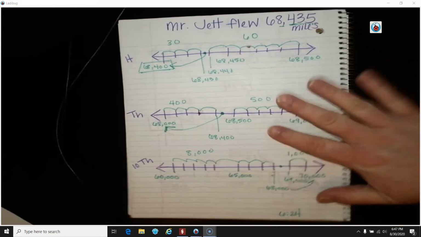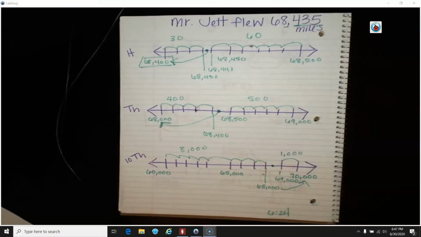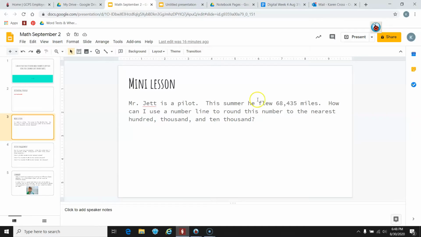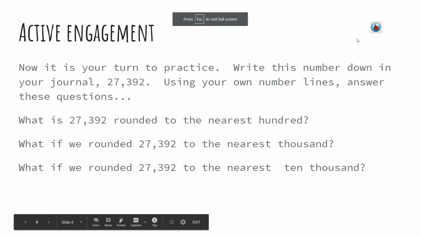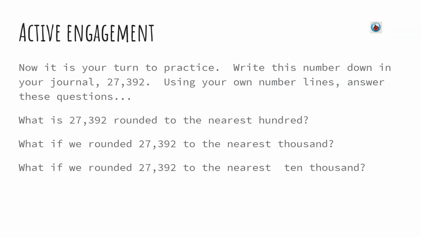Okay, so you can use this as a reference as you do your practice problems today, and your teacher will be available to help you as well. They are right here on the slide. So you can copy this number down into your journal, okay? The number you're going to be using is 27,392. And you're going to do the exact same thing I just did. You're going to draw 3 different number lines, and you are going to round that number to the nearest 100, the nearest 1,000, and the nearest 10,000.